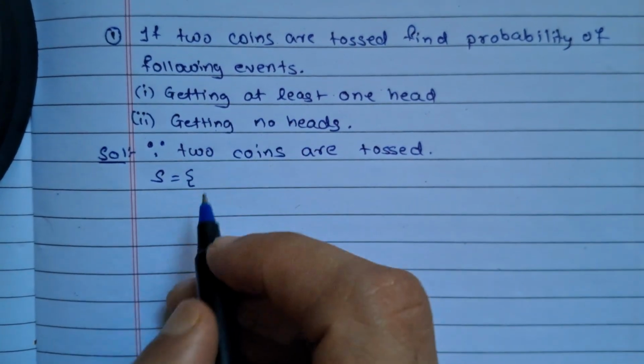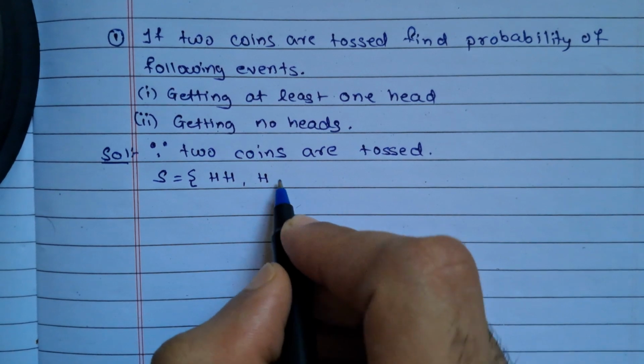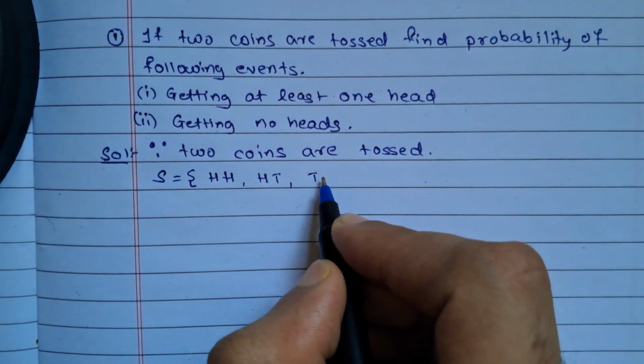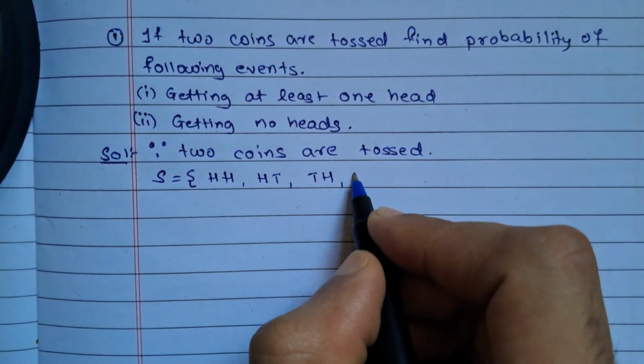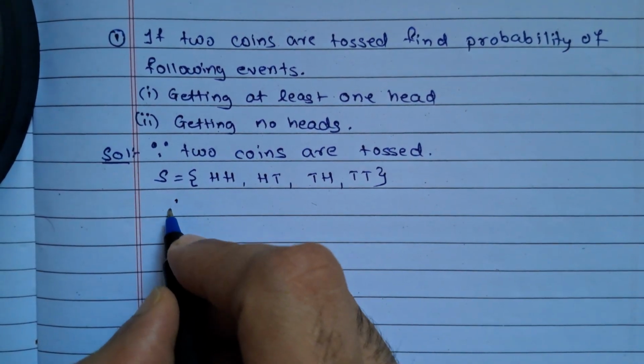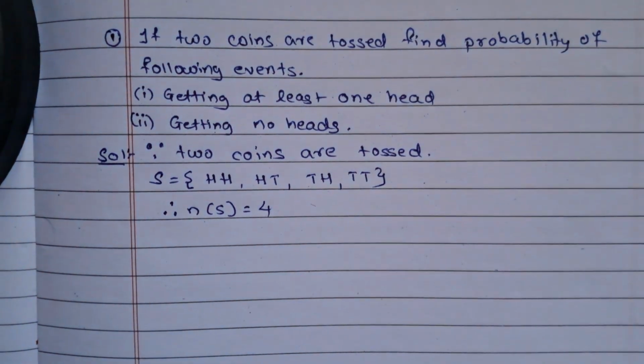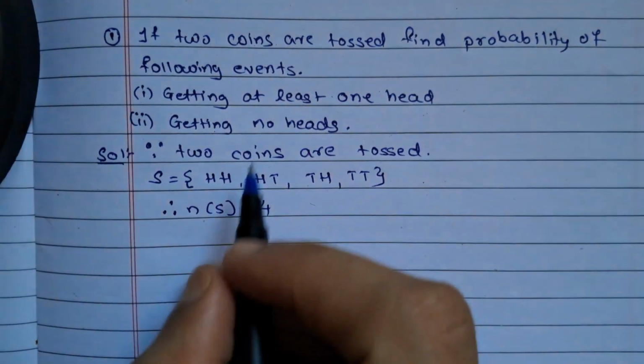Two coins are tossed, right? So that means first can show head, second can show head, or first can show head, the other can show tail, or it can be the other way around, tail and head, or else both are showing me tail. These are the only possibilities, right? So I will say n of S is equals to how much? 4.